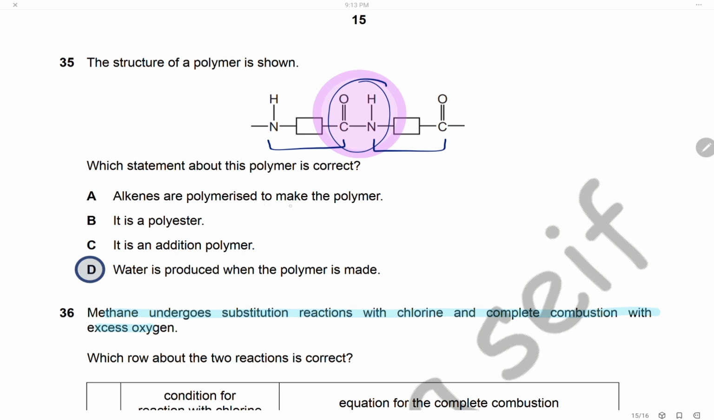Alkenes are polymerized to make this polymer. This is wrong. Alkenes make addition polymers. It's a polyester? It's a polyamide, and here is the amide linkage. It is an addition polymer? No, it is condensation. Polyamides are condensation polymers. Water is produced when the polymer is made. Yes, the 2 molecules are joined by removing 1 molecule of water, so the answer is D.